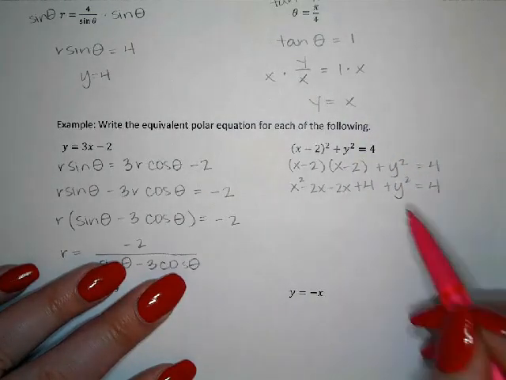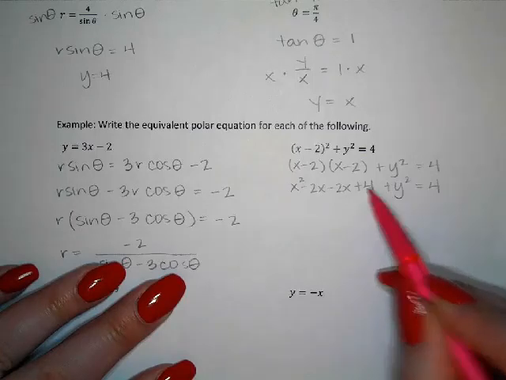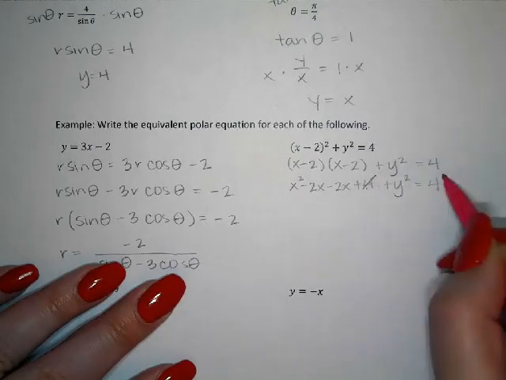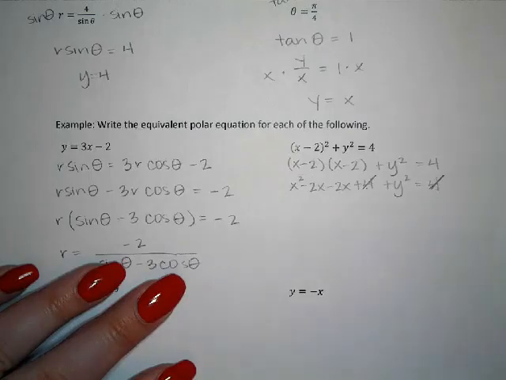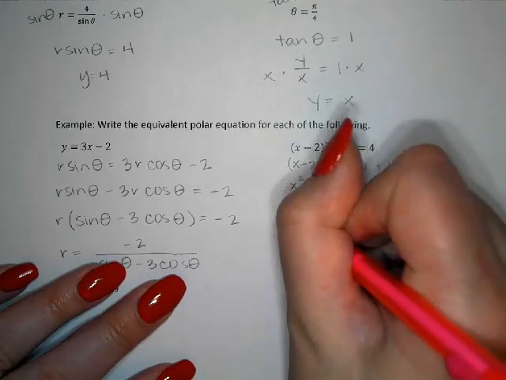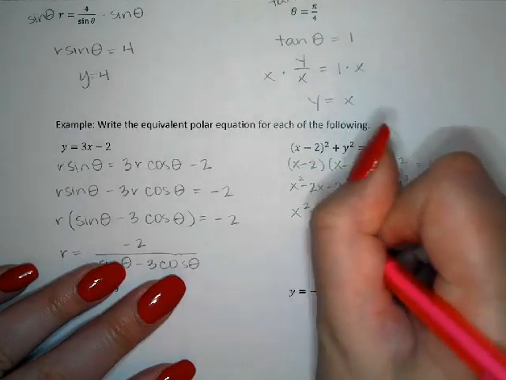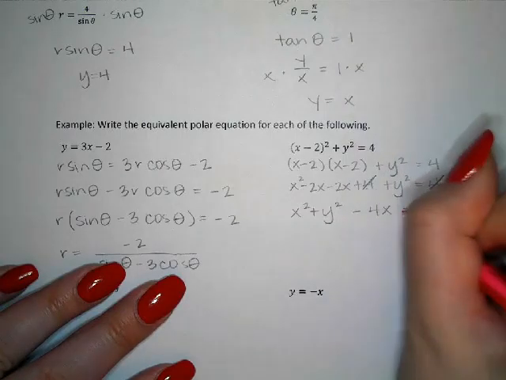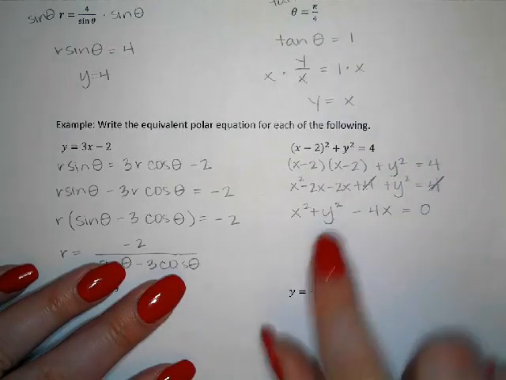So if I were to subtract the 4s, these would cancel each other out. Minus 4 and minus 4. If I tried to get them on the same side, they would just cancel each other. So here I'm going to write x squared plus y squared because I know that those can be substituted out together, and then minus 4x, and this is going to equal 0. So now I'm ready to make my substitutions.